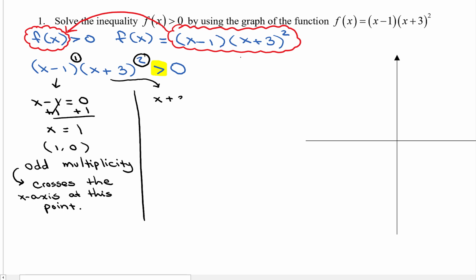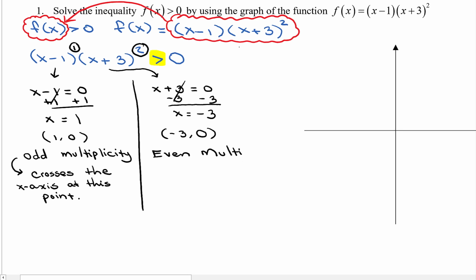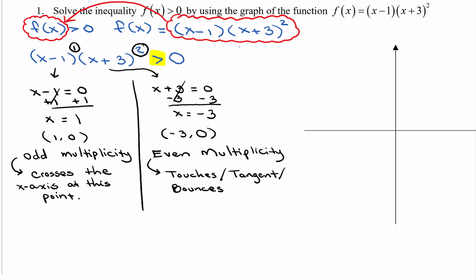Notice the next factor, x plus 3. When I set it equal to 0, notice I circled a 2 on the exponent, because that means it has an even multiplicity. So when I get x equal to negative 3, I know the x-intercept associated with that is going to be negative 3 comma 0. And I know it has even multiplicity. And what does that mean? That means it's going to touch, like just touch at the x-axis, or another word we like to use, it's going to be tangent at the x-axis. Or if that word still doesn't resonate with you, how about it bounces, like it hits the x-axis and bounces back off, something like that.